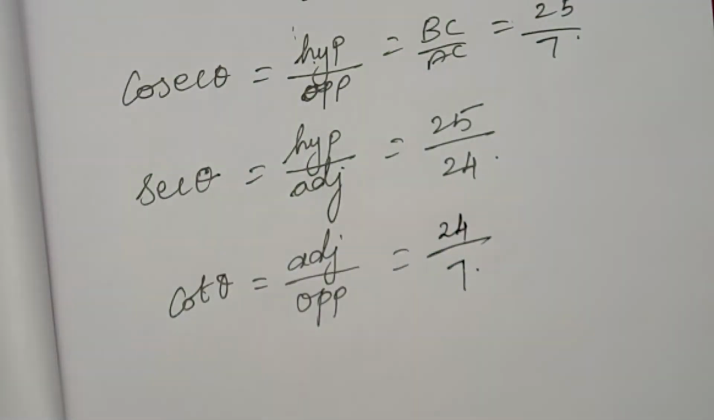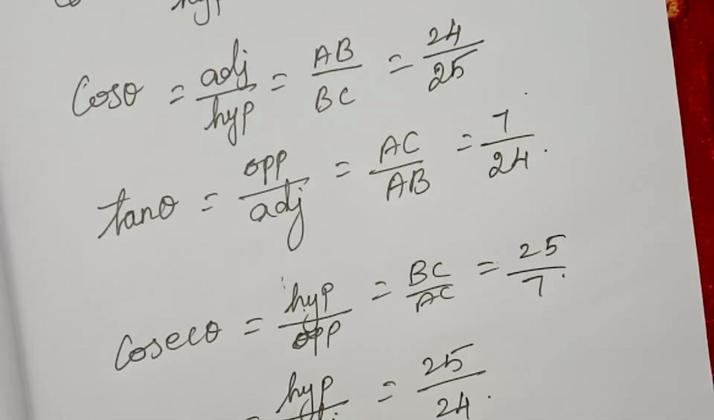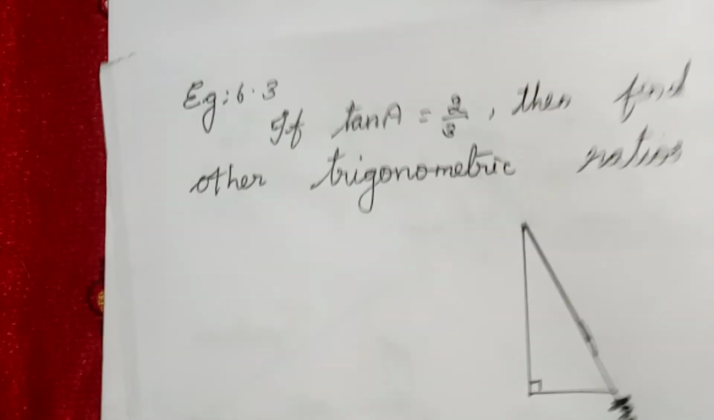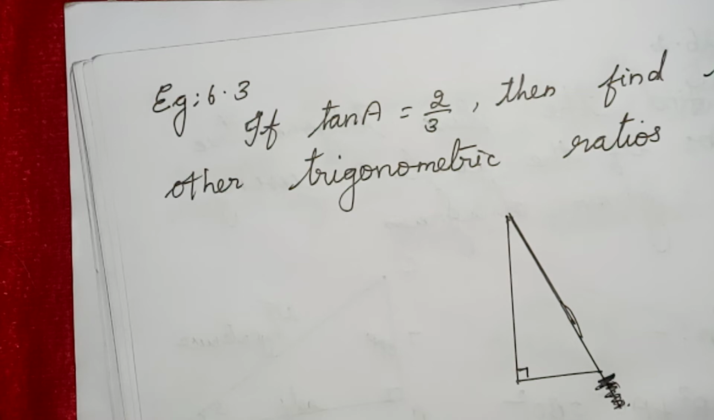It is the 6 trigonometric ratios of the given problem. They asked to find out 6 trigonometric ratios. Then example 6.3. If tan A is equal to 2 by 3, then find the other trigonometric ratios.